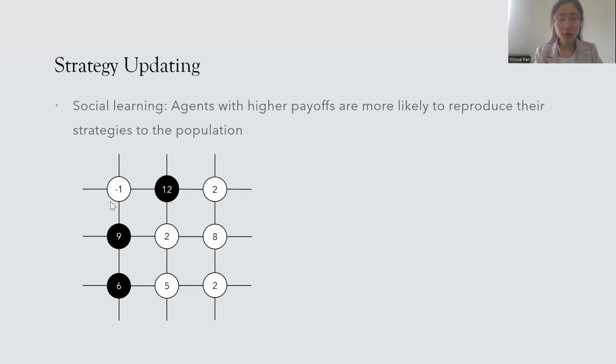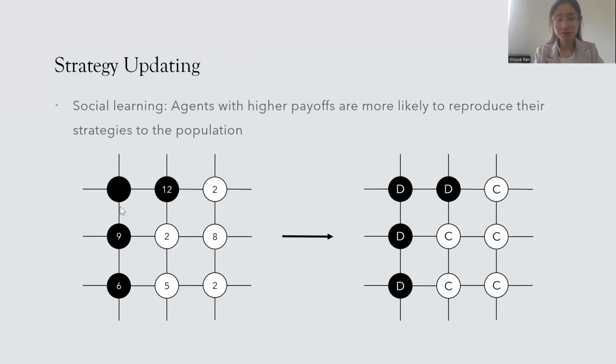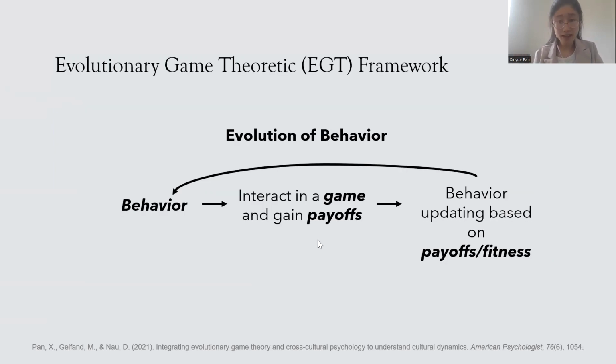And in this example, this person who originally is a carpenter, because the payoff is too low, is more likely to learn from this neighbor with higher payoff. So in this case, this person becomes a defector now. And now you have a population where the agents have new strategies. And then with this new strategy, they interact again, and they gain payoffs again, and they update their strategy again. So if you repeat this loop, you will be able to observe the change of different behaviors across time.